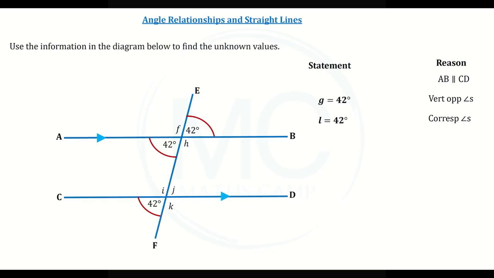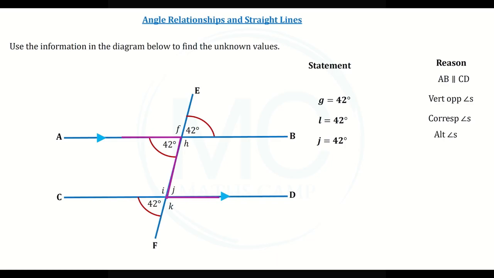Now, this angle of 42 degrees lies between the parallel lines AB and CD. So let's see what other angles lie between these parallel lines. Let's look for alternate angles. So let's draw our Z shape in purple. Straight away, we can see that this 42-degree angle and angle J both sit inside the Z shape. So these are alternate angles, and we know that alternate angles are equal. So J is equal to 42 degrees because these are alternate angles.